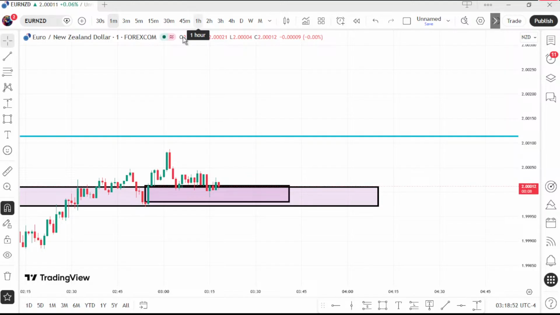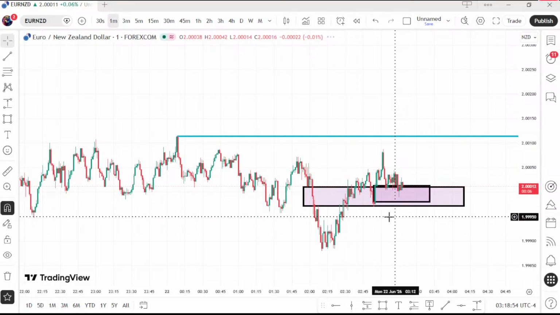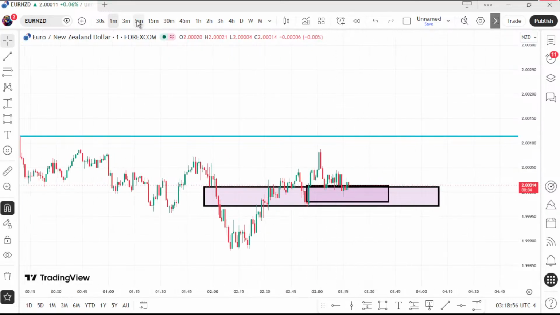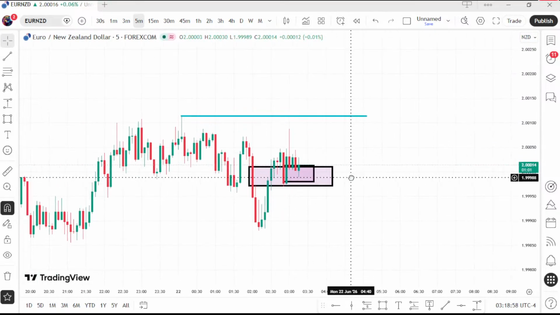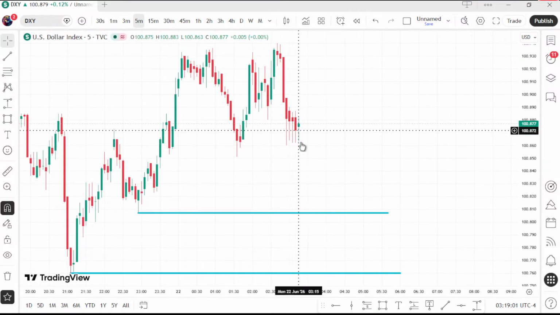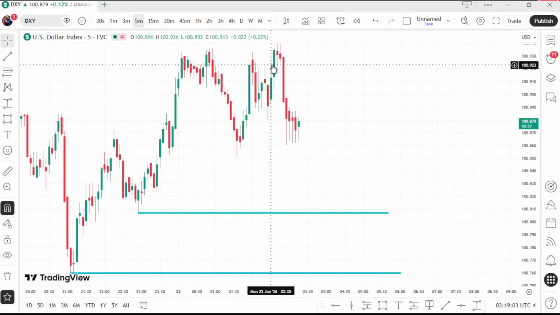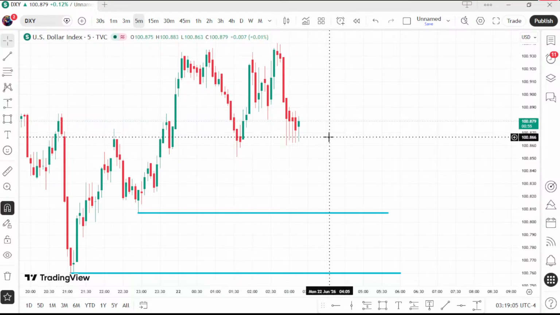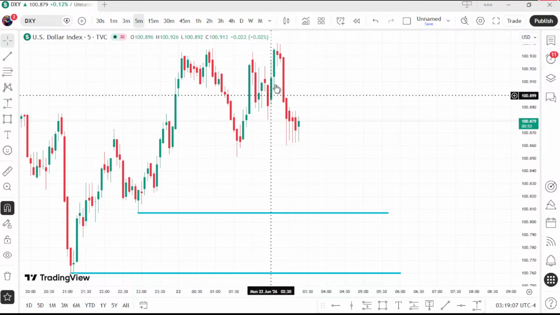So I'm actually, our price might consolidate. It's actually a whipsaw. Checking the DXY, it's also consolidating, but yeah, from the open it's actually choppy.